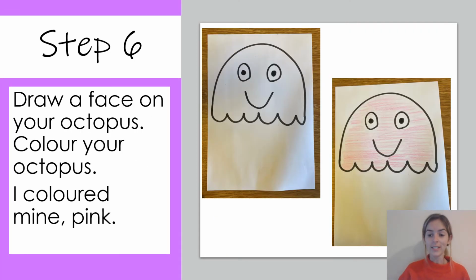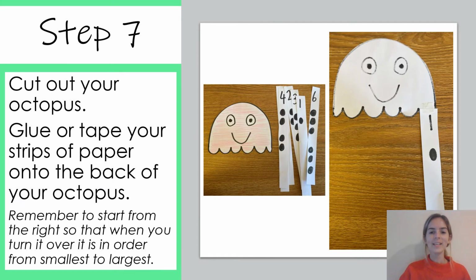Okay, so for step 6, you need to draw a face on your octopus, and then you need to colour it. And I chose to colour mine pink. And he's all nice and happy here with big eyes. Step 7, cut out your octopus. So this will take a bit of time, nice and carefully. It will also be a bit of fine motor, it will strengthen your hands.